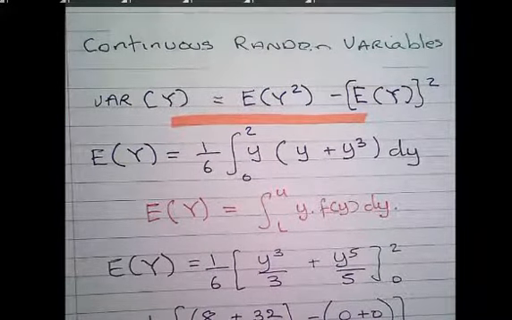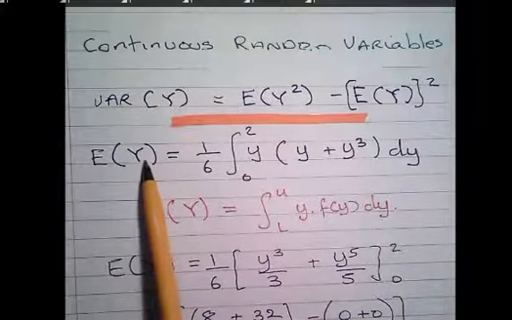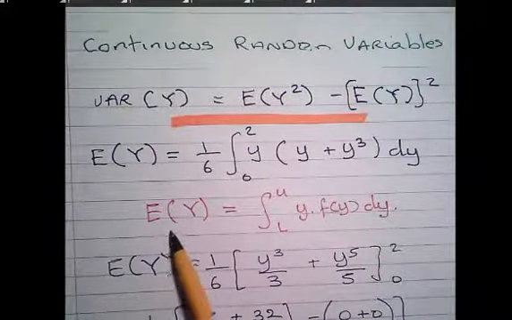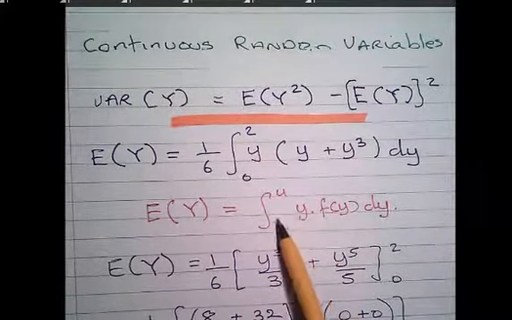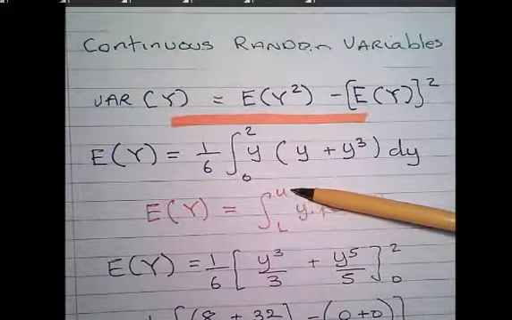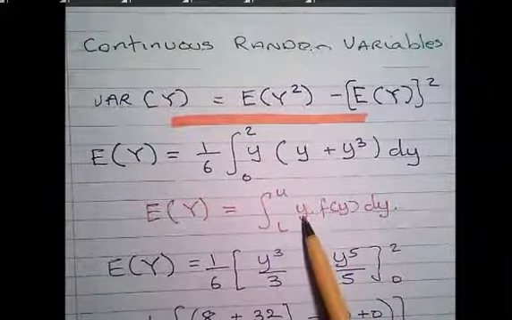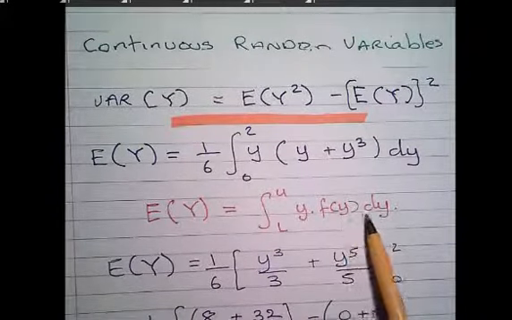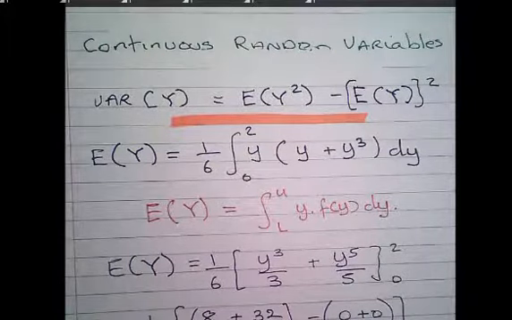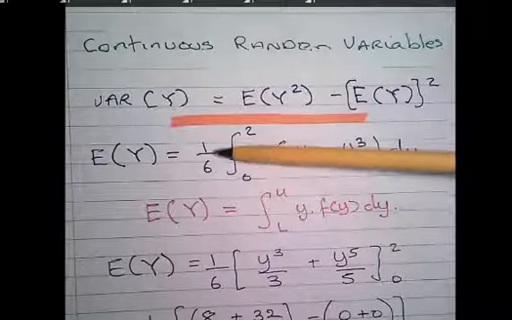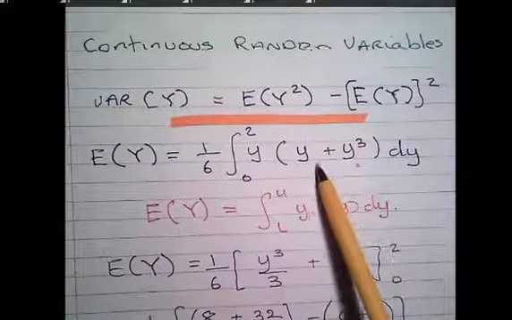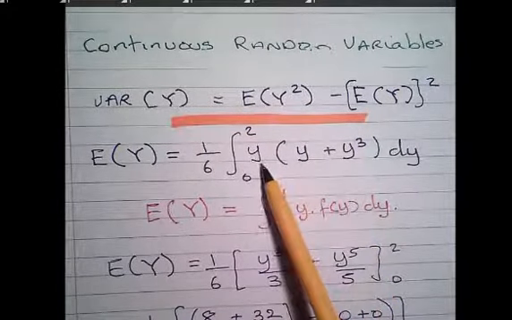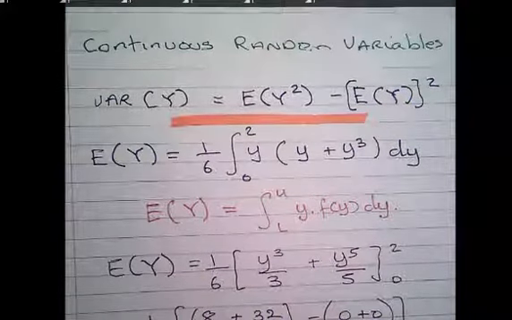So there's two parts to this. Essentially what we have to do is evaluate the expected value of y, E of y. The general formula for that is also something you should know. The expected value of y is the definite integral between the lower limit and the upper limit of y times f of y, that's the PDF, with respect to dy. So here we have 1 over 6, which is our k that we found earlier on, and this is our PDF, y plus y cubed. We multiply that by y and then calculate the definite integral.